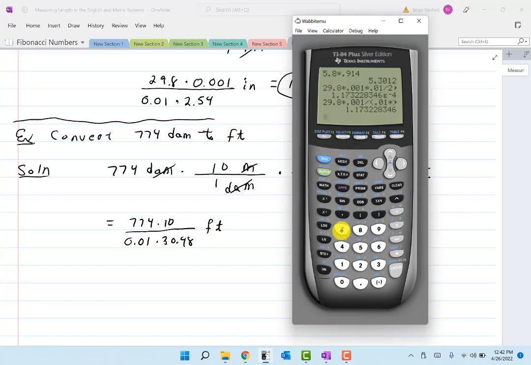Well, the numerator is easy. It's 7740. The denominator is probably not as hard either. It's 0.3048. I did a little computation in my head. 25393.701.